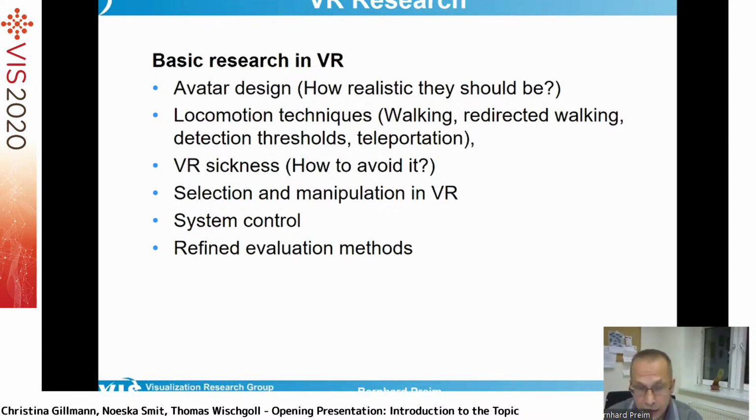And one thing that I really found interesting is that the VR community has very strong evaluation methods. So they really have questionnaires for all aspects of the decisions that are taken in the VR system. So you can build on this.